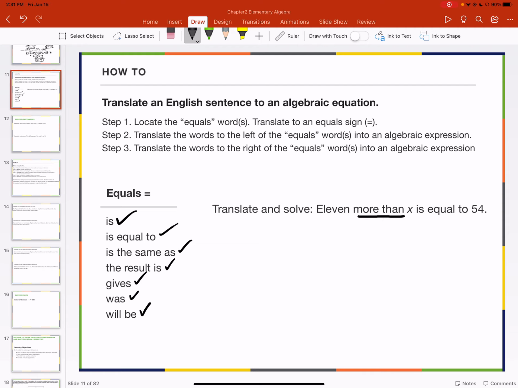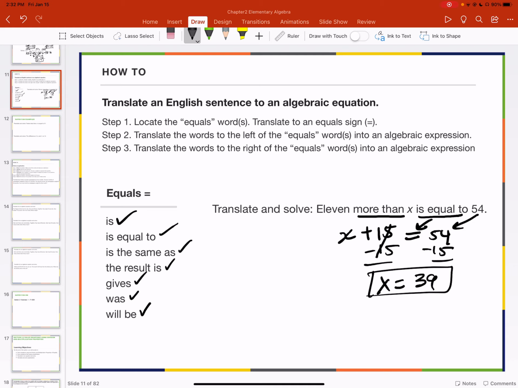11 more than x is equal to 54. So what does 11 more than x look like? So you have x, and then you have 11 more than. Remember that means to add. And then this equals to, that's just the equals, and then 54. Okay, so now if we want to solve it, we need to subtract 15 from both sides. We get x is equal to, and then 54 minus 15 is going to be 39.